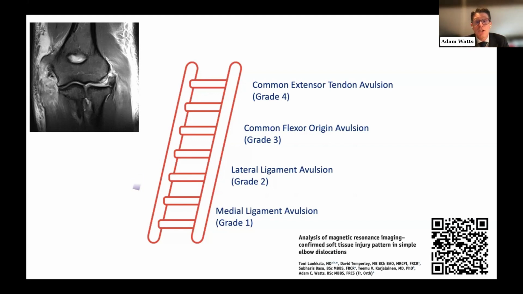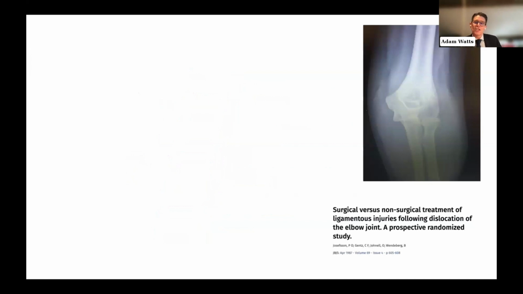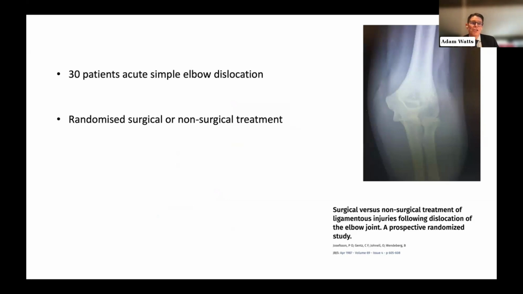So the MRI scan has been useful to help us to understand the nature of the soft tissue injury, to stratify the lesions, and then decide how to manage the individual that we're faced with. And we tend to start fixing on the lateral side to downgrade the injury, bringing them down the ladder one rung at a time, and we go to the medial side if they're still unstable. But there are randomized controlled trials which suggest that actually surgery is of no benefit in simple elbow dislocation. So this is the only one that I'm aware of from Josephson, 30 patients randomized to surgical or non-surgical treatment and no difference in outcome.